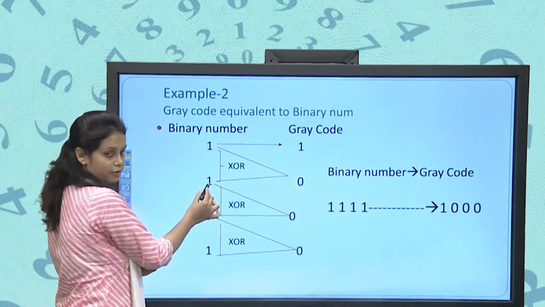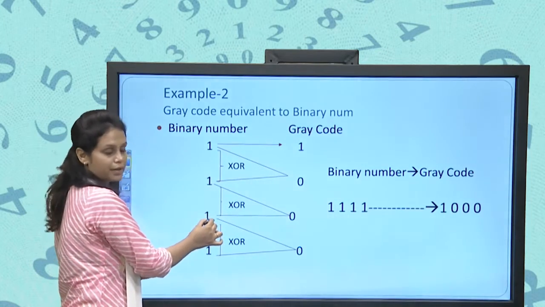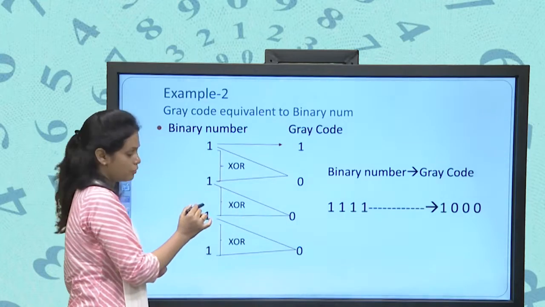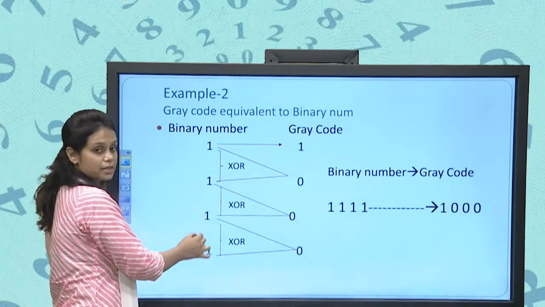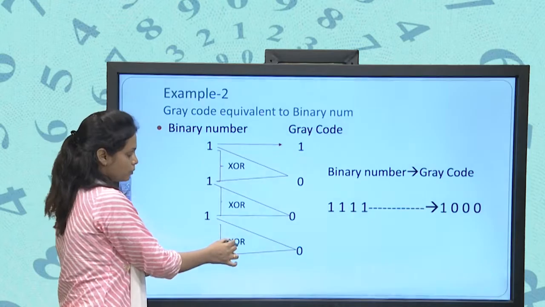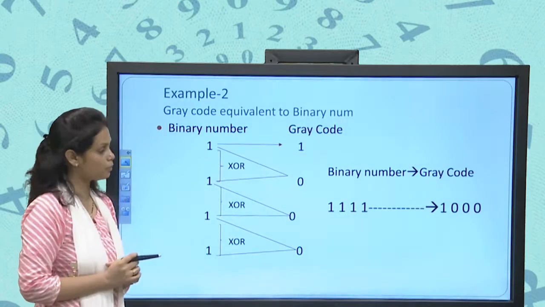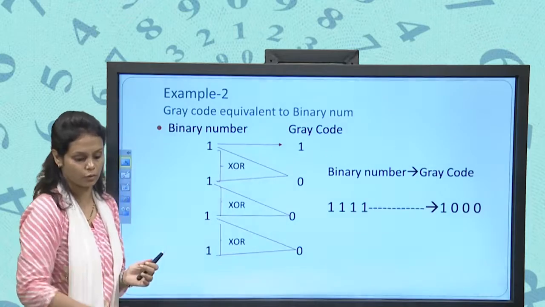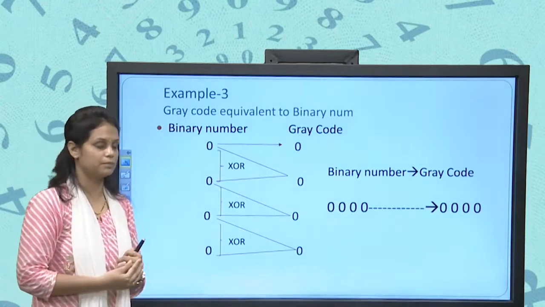Again we'll make the pair of the second and third bit. Again these 2 bits are same. So the output of the Xor operation is 0, right? Again we'll make the pair of the last 2 bits and apply the Xor operation. The output is 0. So the output for this binary number is 1000. This is the gray code. Fine. We'll see one more example.